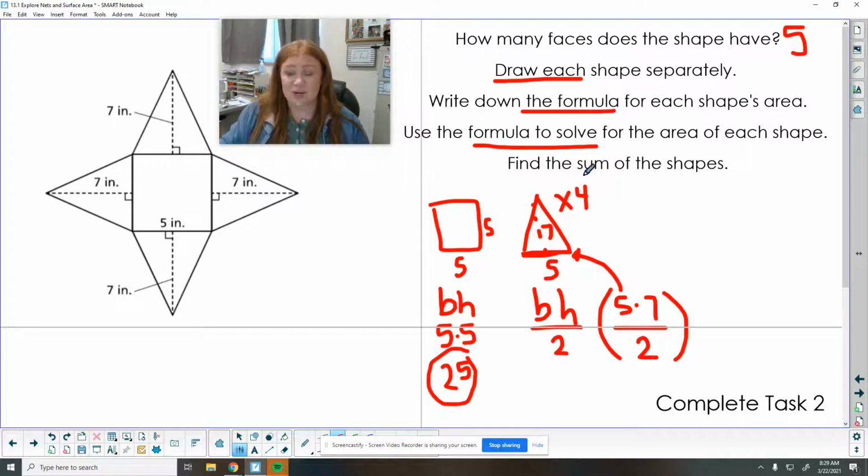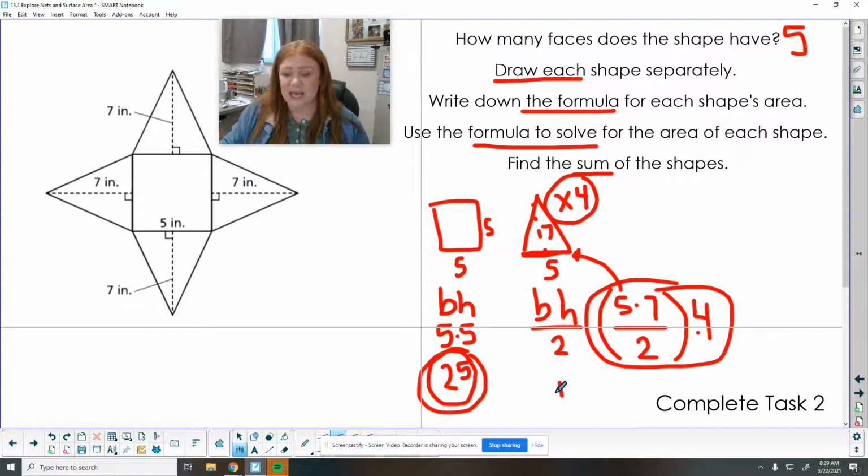How many of these same triangles do I have? I have 4 of them. So once I know 1, I'm going to multiply that by 4. Then I'm going to take all the pieces and add them together to find the sum. So I'm going to take 25 and this answer and add them together. So go ahead and try that and then complete task 2 and come back when you're ready to do task 3.